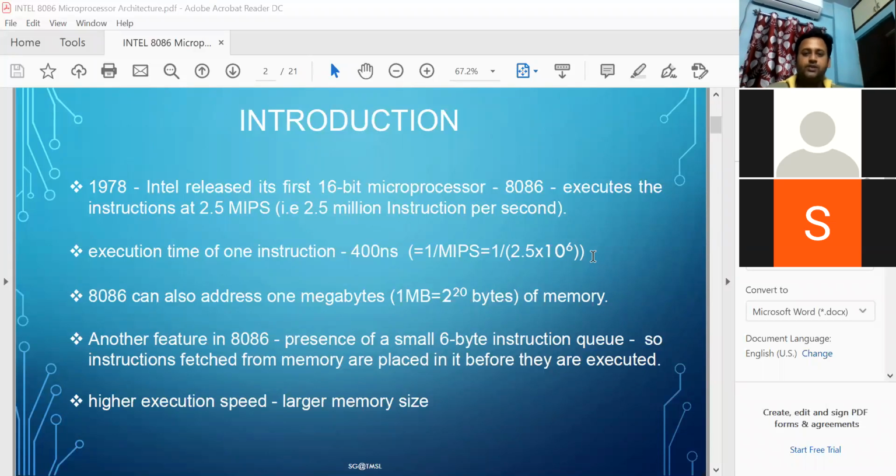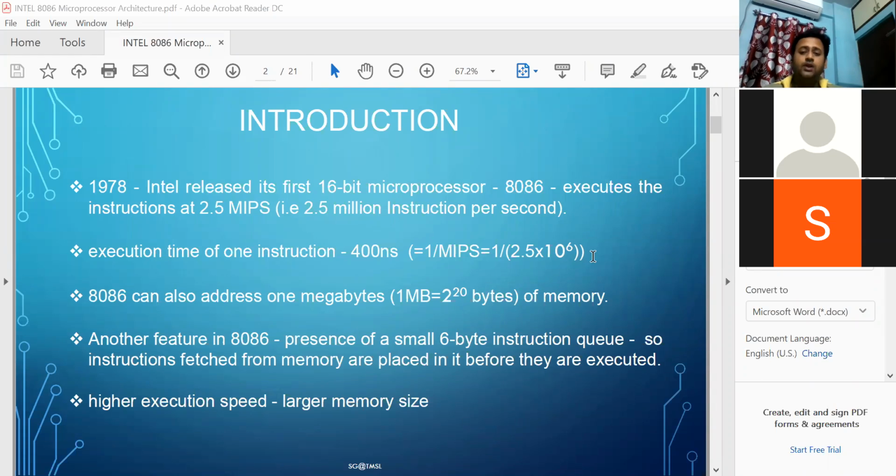Here are some features. It can execute instructions at 2.5 million instructions per second, and the execution time of one instruction is 400 nanoseconds. The memory portion, which is very important in this case: 8086 has a huge memory space, that is 1 MB. Now why is 1 MB memory space there? Because it has 20 address lines, 20-bit addresses.